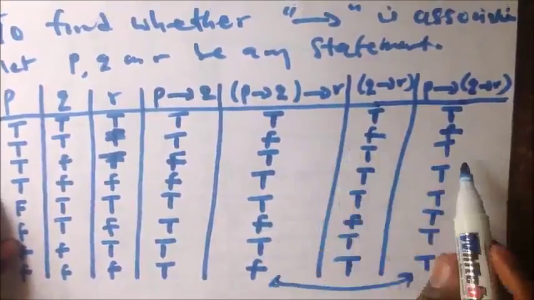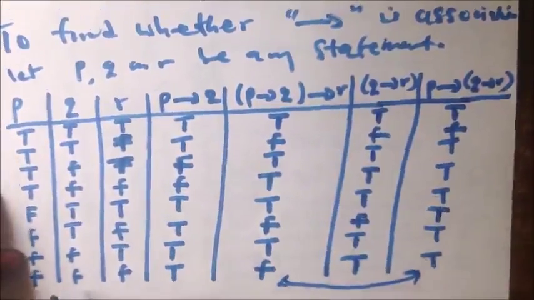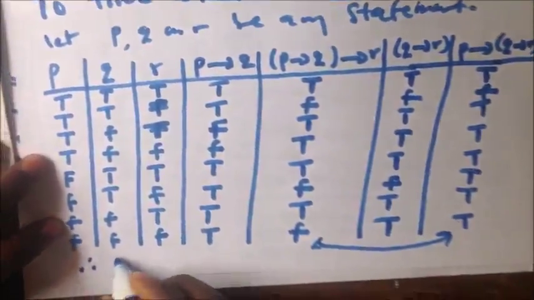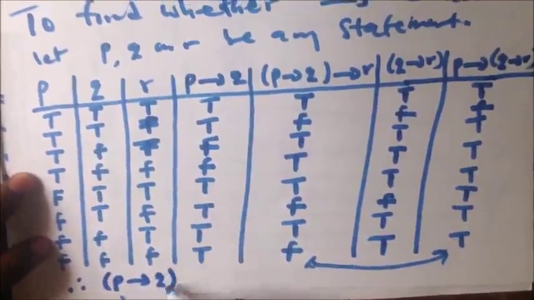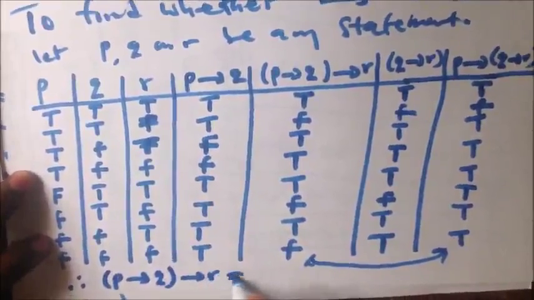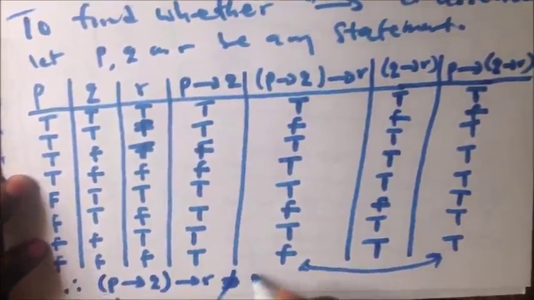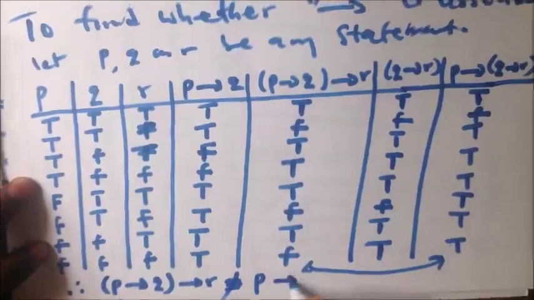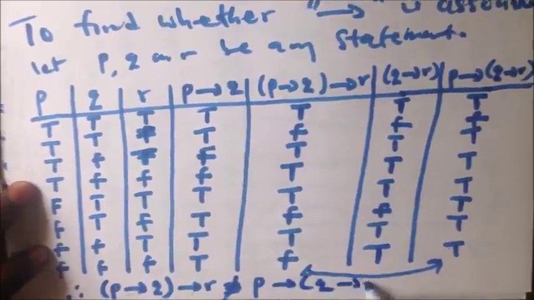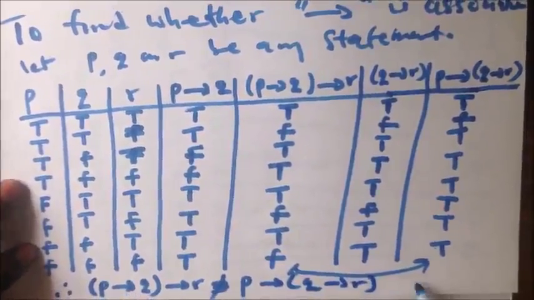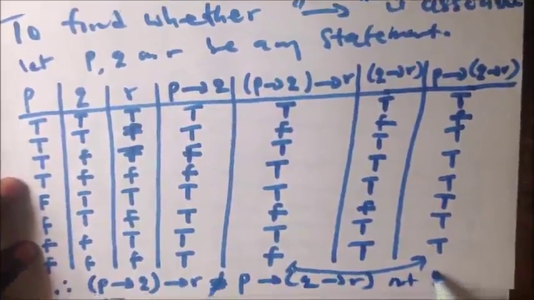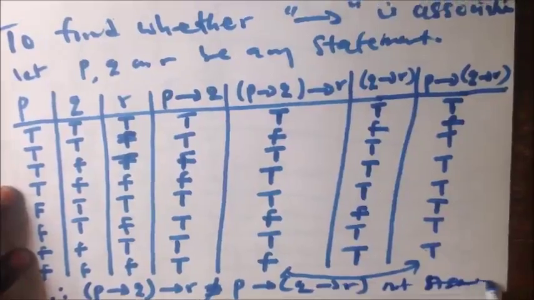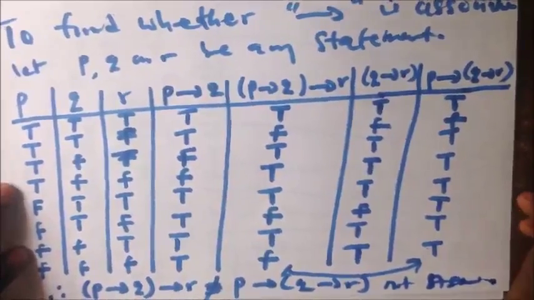Meaning this column and this column are not logically equivalent. Therefore, P implies Q, implies R is not logically equivalent to P implies, Q implies R. Meaning the implicative is not associative. This is the end of our lesson. Thank you very much.